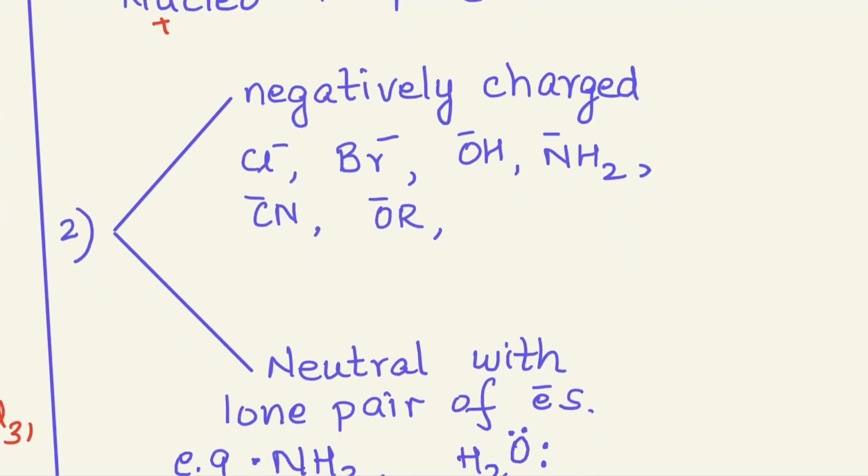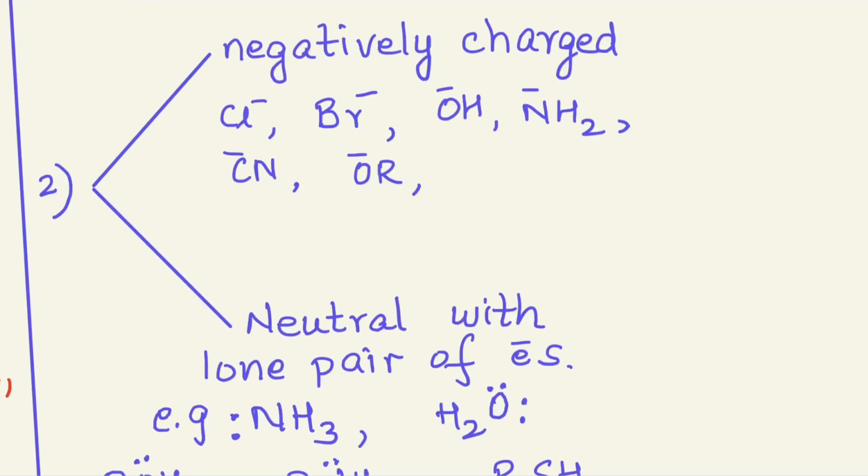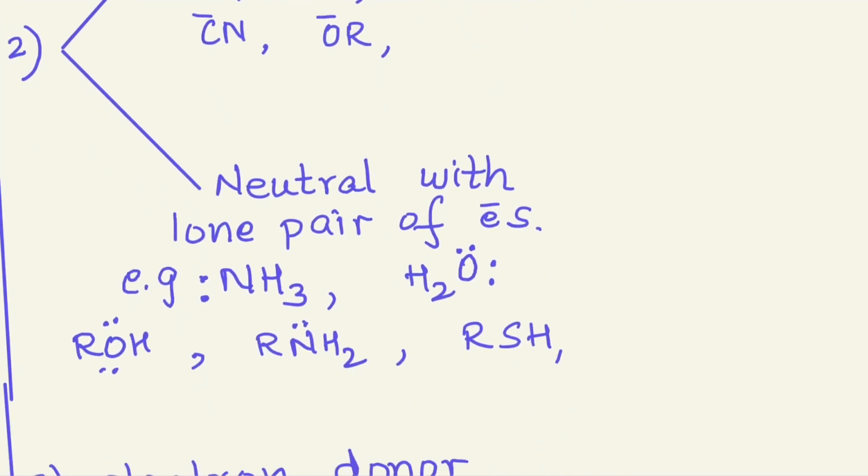Yes, either it will be negatively charged, as we can see in the case of Cl negative, Br negative, OH negative, NH2 negative, CN negative, OR negative. Don't worry, if you've not started with organic chemistry, you will encounter these ions during your study. For now, just understand step by step. Organic chemistry is not that tough, provided you learn the basics first. Coming back to nucleophiles, they can also be neutral but having an excess of electrons.